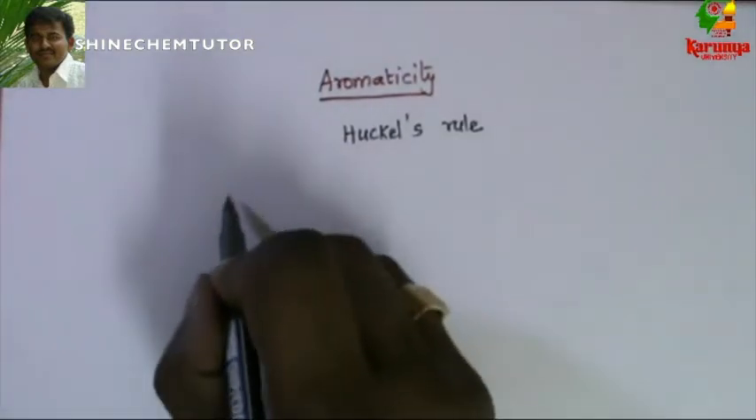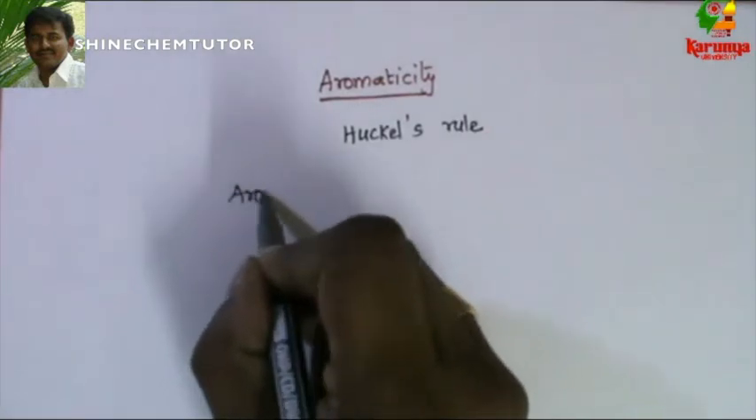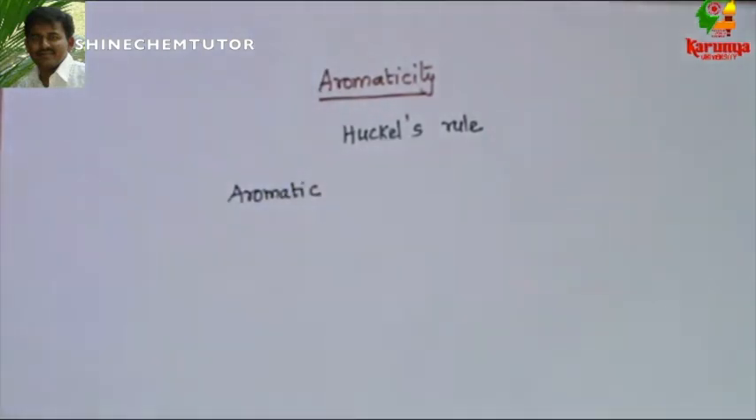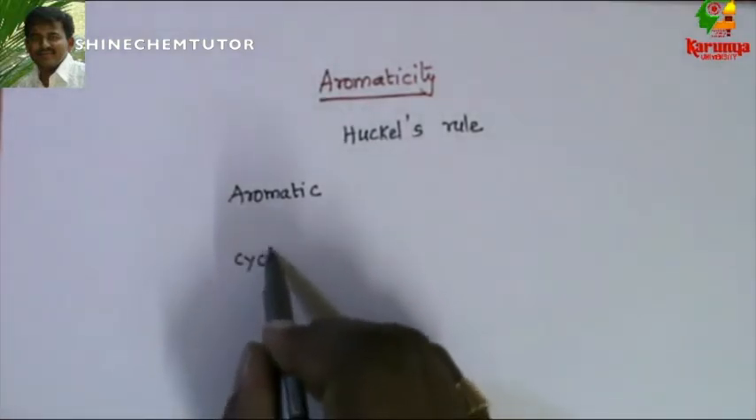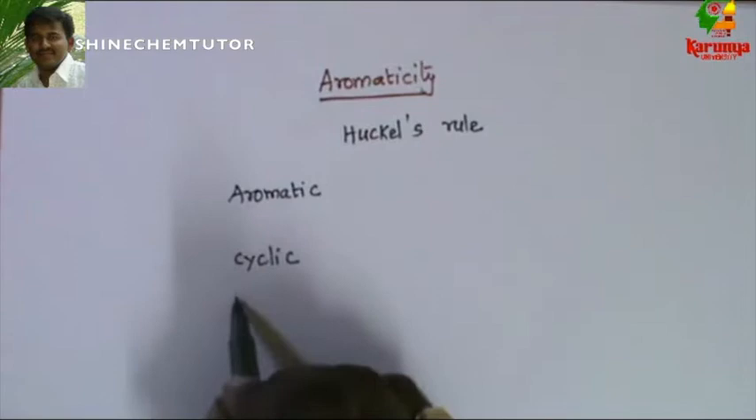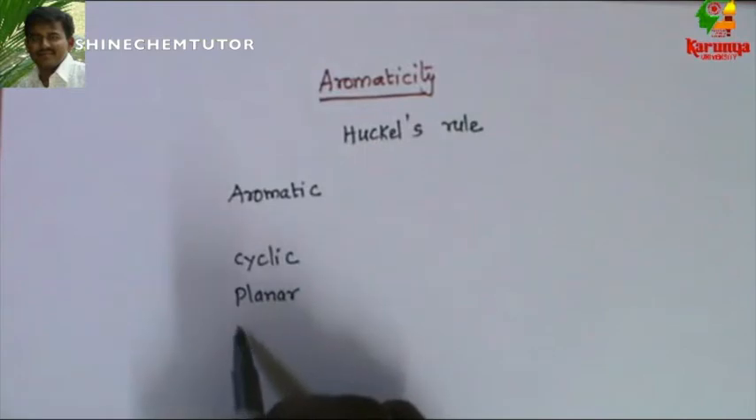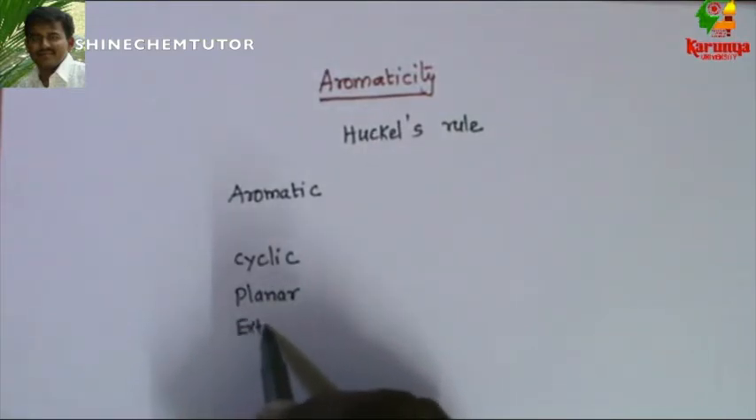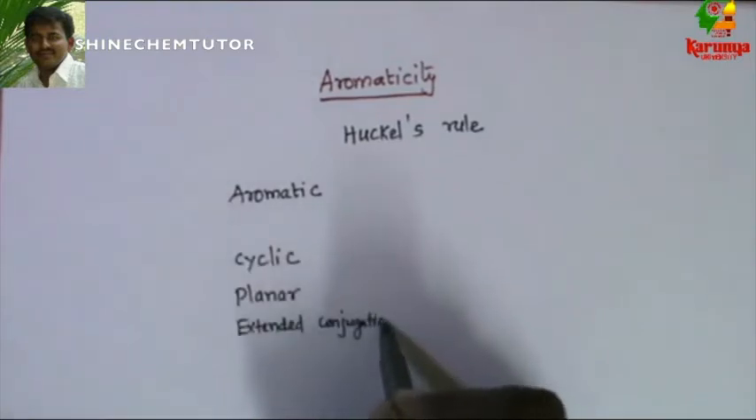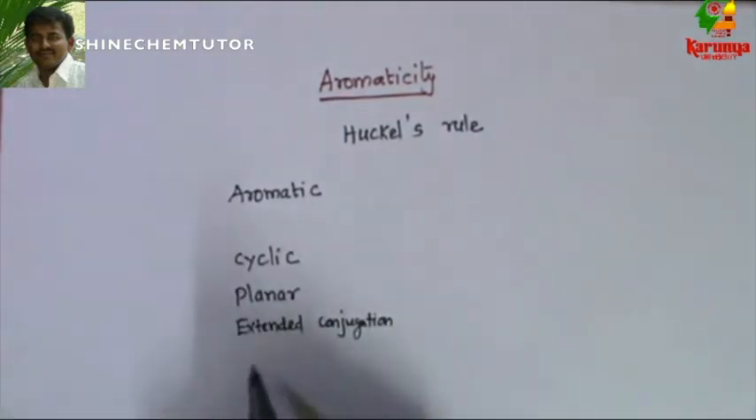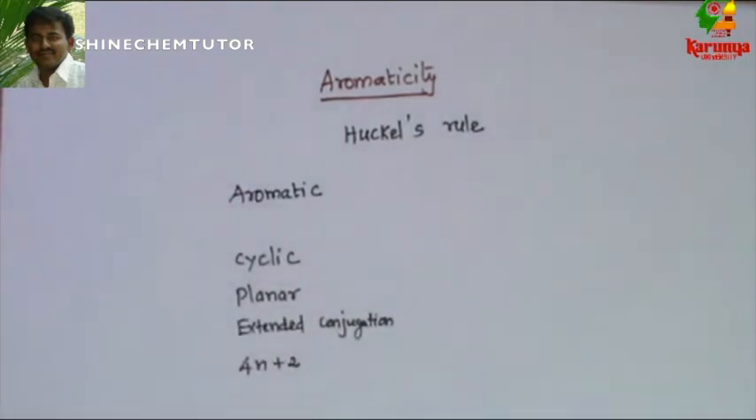A molecule is aromatic if it is cyclic, planar, there is extended conjugation, and the last one, the number of electrons involved in extended conjugation is 4n plus 2. If all these four are satisfied, then that compound is aromatic.